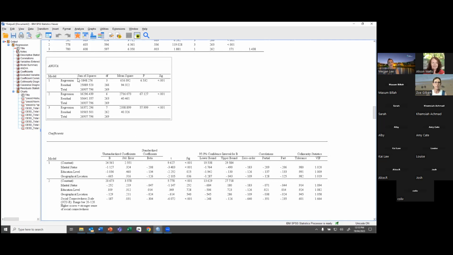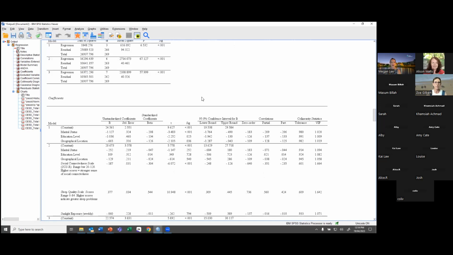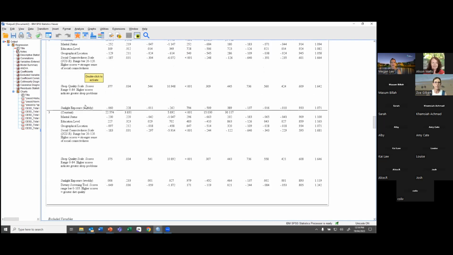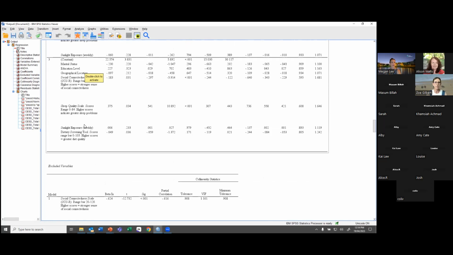In this stage, because model three is significant, we would only interpret model three. But it does tell us that by themselves, demographic variables and lifestyle factors together are significant. And then when we add diet quality and all the variables together, it's a significant model. So we will go down and we will only read model three because it's the one we will interpret.